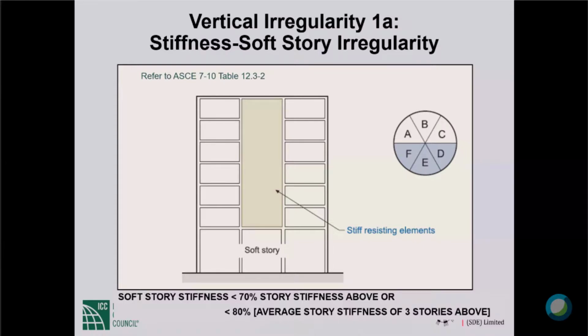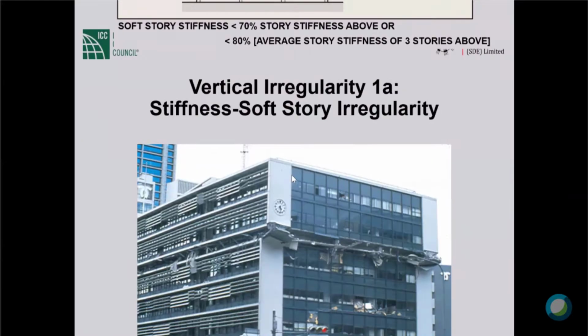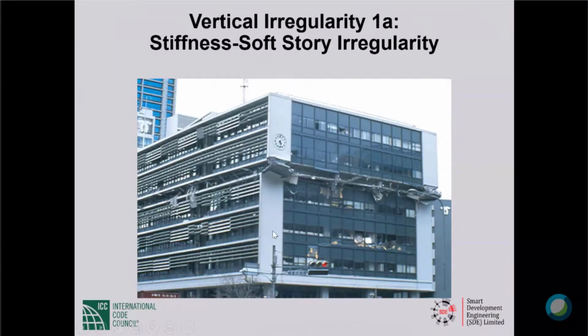Okay, so this is vertical type 1, soft story irregularity. Soft story: stiffness less than 70% of the story stiffness above, or 80% of the average story stiffness of the 3 stories above. Now, I absolutely want to emphasize that a soft story does not have to be at the bottom of the structure. It can be anywhere along the height of the structure.